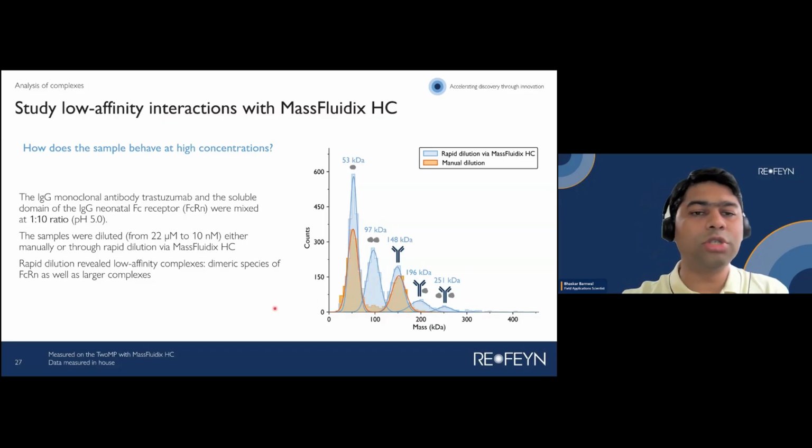So the rapid dilution by MassFluidics SC can be used for understanding your complexes or interactions when they are low affinity interactions. You can also run at higher concentration if you are studying your antibodies and you want to have a look at the aggregation of your antibodies at higher concentration, you can always use MassFluidics SC for that.